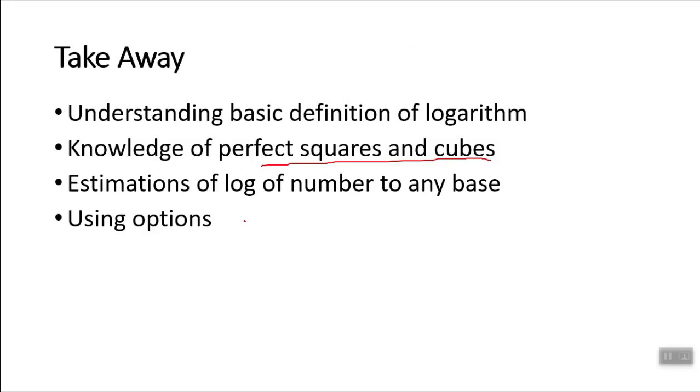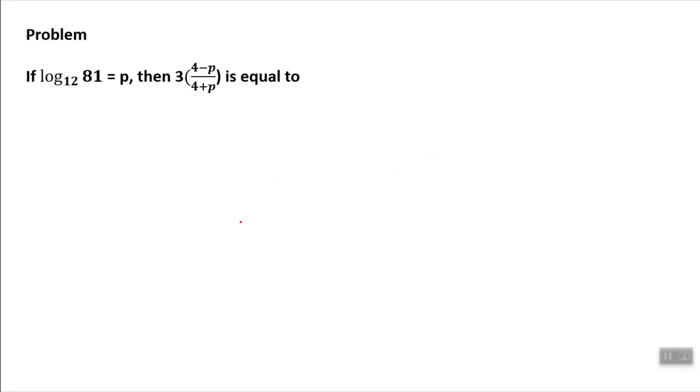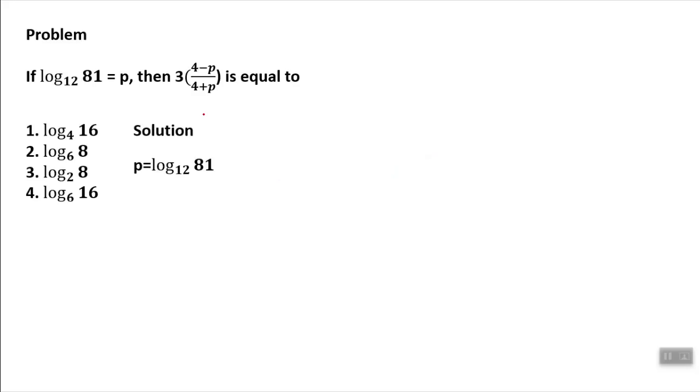Let us look at the second problem of the same slot of CAT 18. The second problem was, if log of 81 to the base 12 is equal to p, then what is this quantity? 3 times something in the parentheses. How can we do this? Again, options were given. So let us apply the same technique here. Can we estimate p? p is log of 81 to the base 12. Obviously 81 is between 12 to the power 1 and 12 to the power 2, and therefore p must be between 1 and 2.